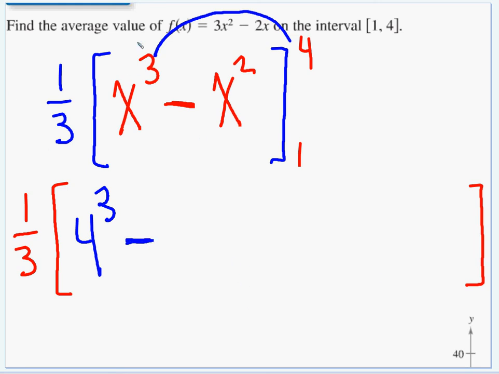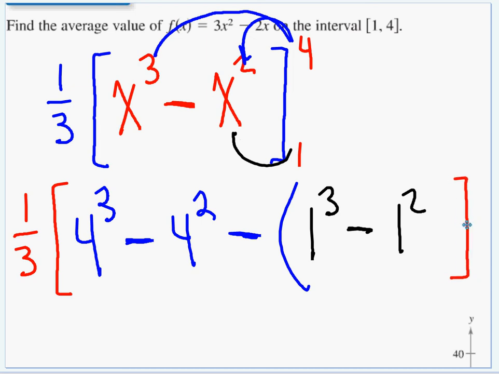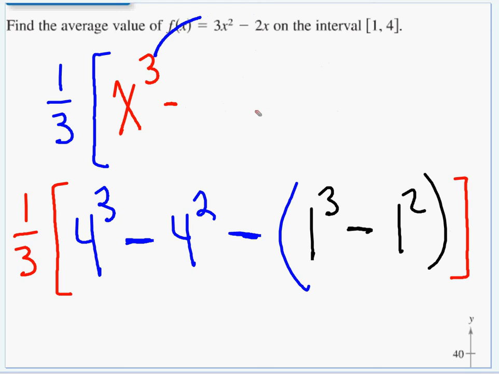So we get our 4 to the third, and then the 4 jumps in here, 4 squared. And then we do minus. Now we're doing our lower limit. Now the 1 jumps in. That's going to be 1 to the third minus, this 1 jumps in, 1 squared. Aha, so I did need my bracket way over there. Okay. Disaster averted.